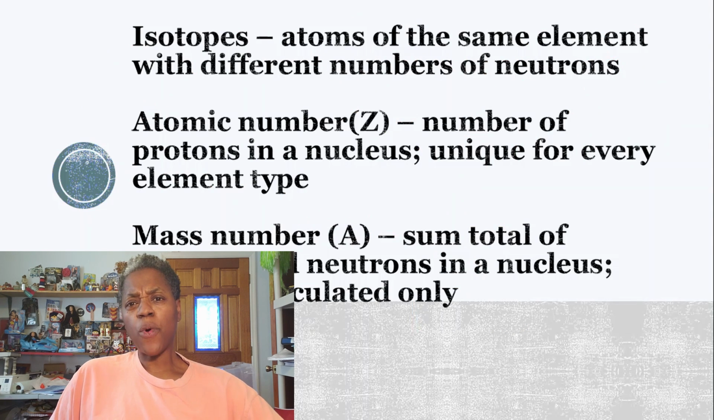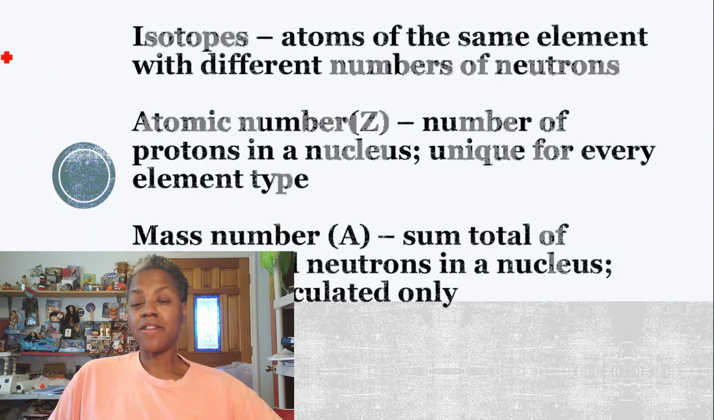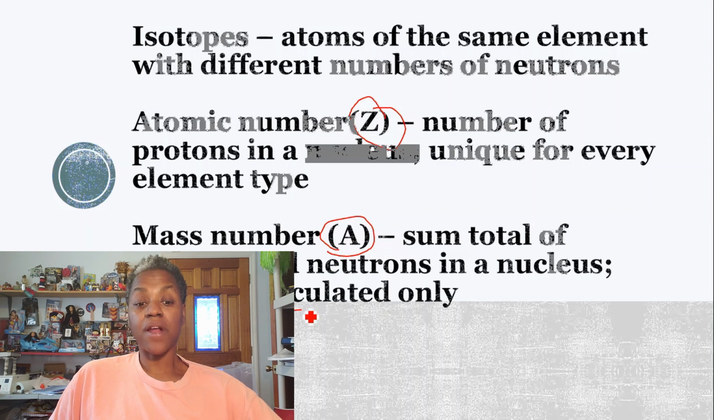So here's some important vocabulary words. Isotopes are atoms of the same element with different numbers of neutrons. And then we have the atomic number. The symbol for atomic number is Z. That'll come up here in a bit. And that's the number of protons that are in the nucleus. And then the mass number, A, is the total of protons and neutrons in a nucleus. This number has to be given to you or calculated.